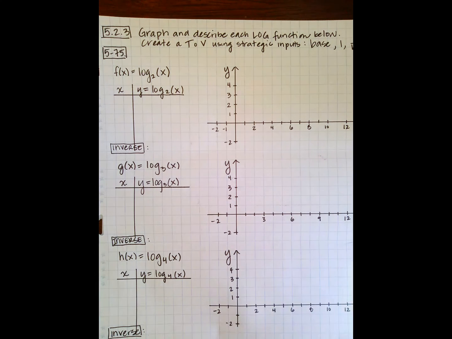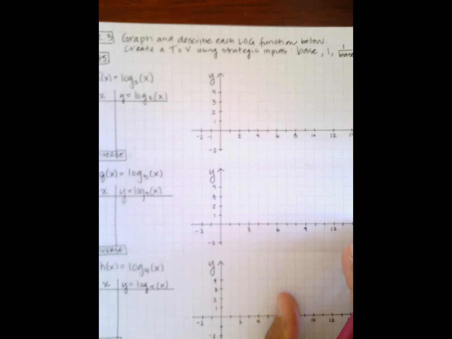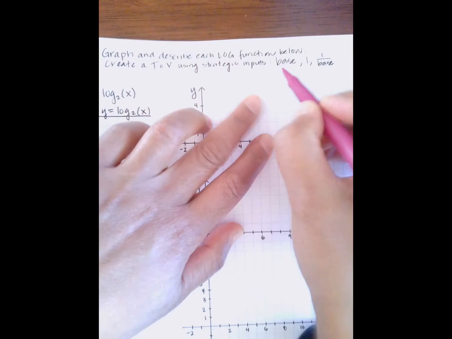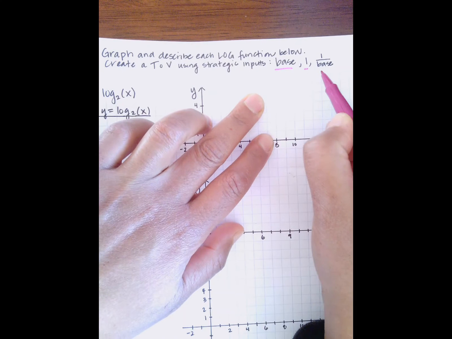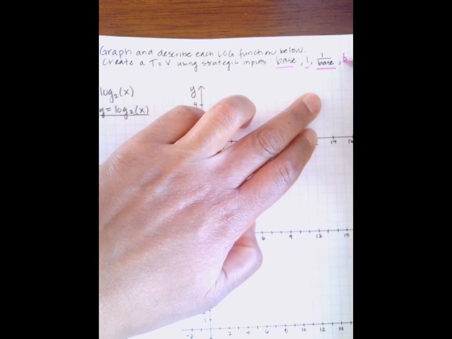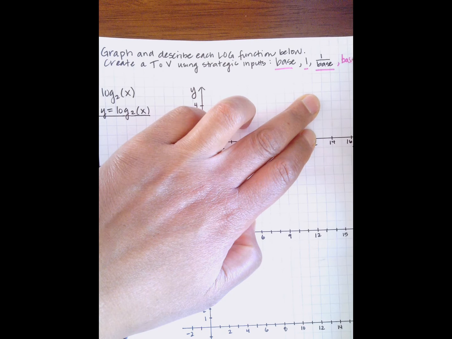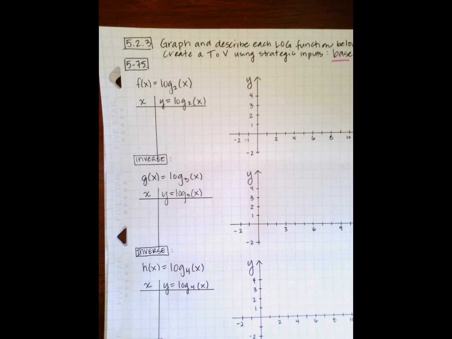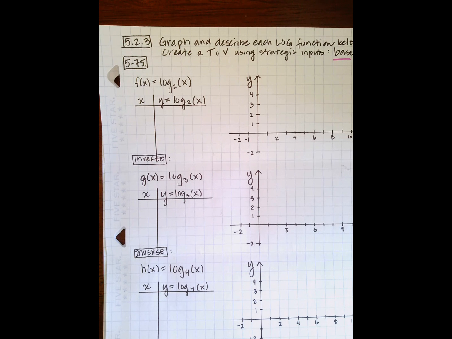Those strategic inputs for our table of values will be the base, so whatever the base of the log is. We'll always use 1, and you should always use 1 over base. If possible, another great input is the base squared. Depending on what the graph is, you might be able to squeeze in the base squared. So I'm going to begin and most likely separate this video into 4 different sections.